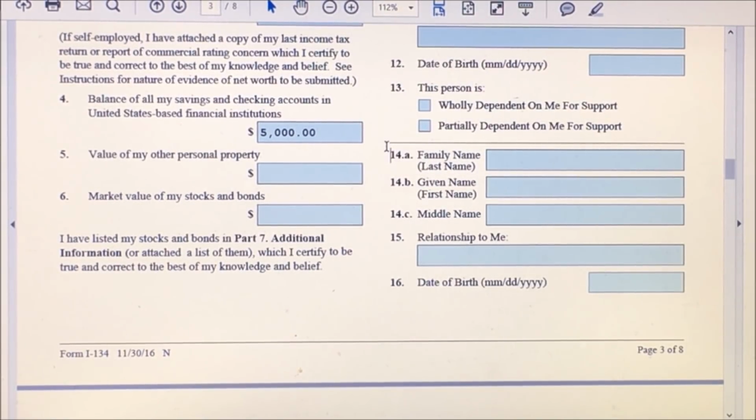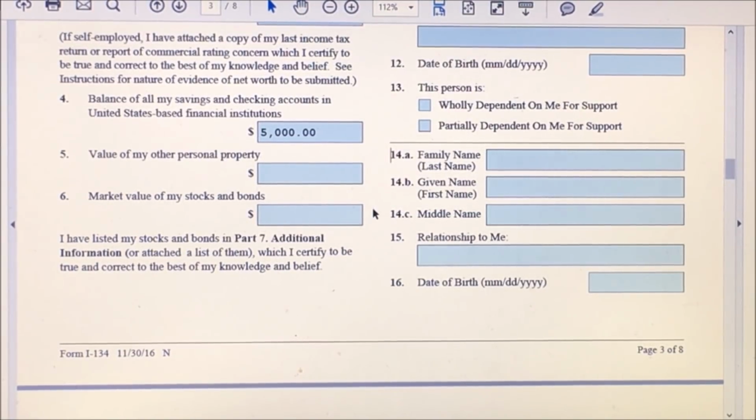Okay, for value of other personal property, you don't have to write the exact value to the dollars and pennies here. You can write an approximate value for the cars, jewelry, land, appliances, and other equipment. You are not really required to provide a sales receipt or estimations of value of this property. This is not applicable for us, so we just leave it blank.